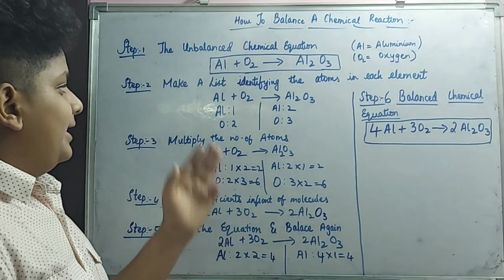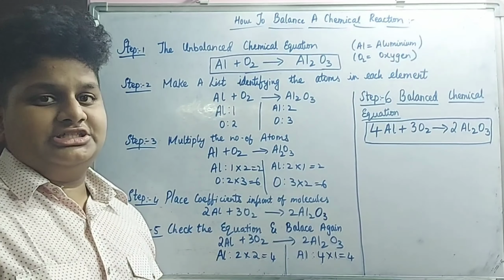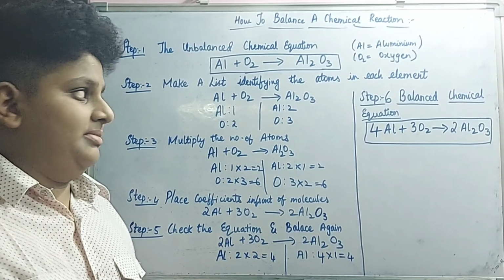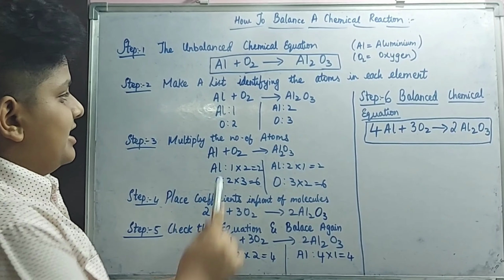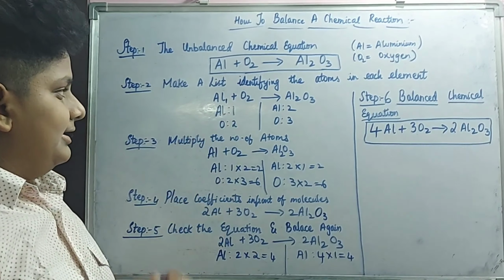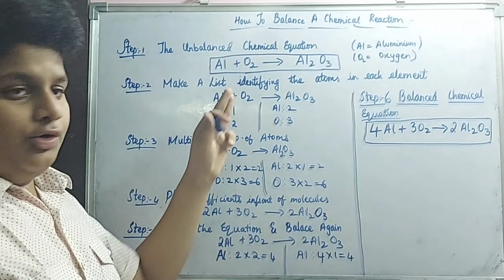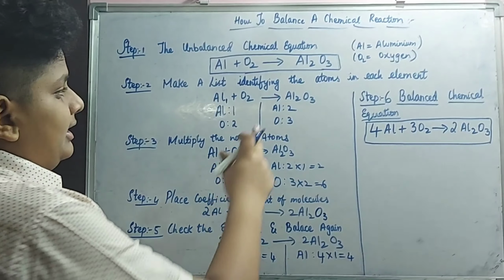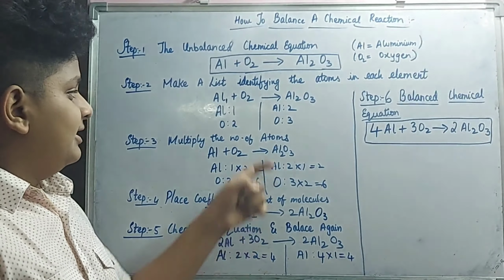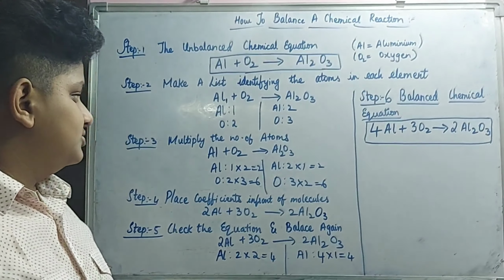Then step 2: make a list identifying the atoms in each element. Now we shall make a list identifying the atoms in each element. Here in Al there is only one atom. If there is nothing written, it's just one atom. In oxygen, or O2, there are 2 atoms. Here in Al2O3, in aluminium there are 2 atoms and in oxygen there are 3 atoms.